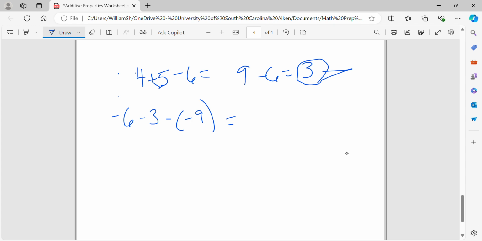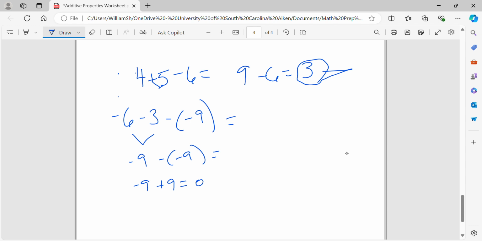Negative 6 and negative 3. What do these two add to? Negative 6 minus 3. When you subtract from a negative number here, you keep the negative on. Negative 6 minus 3 is negative 9. Then you've got minus a negative 9. Keep in mind that when you have minus a negative, it turns into a positive. So here I'm looking at negative 9 plus 9, which would give me a 0.